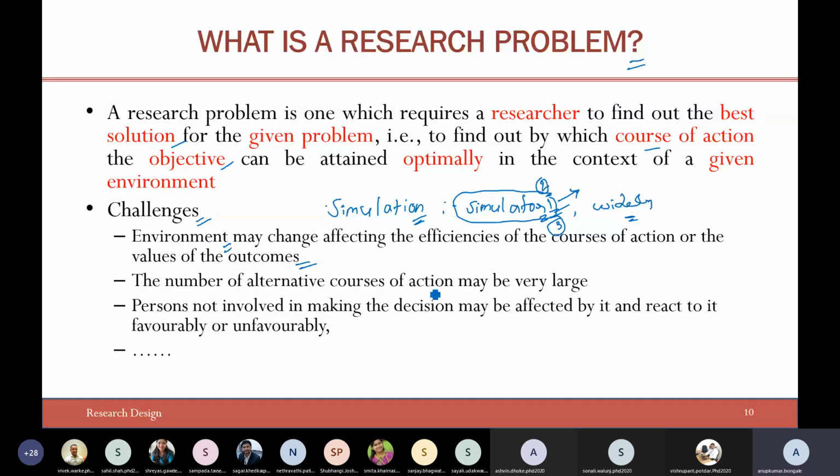And the second point is the number of alternative courses of action, which may be very large. I mentioned, okay, 2 or 3 alternatives. People will ask you why your methodology is working. Why didn't you try other methodologies? Why are other methodologies ineffective compared to yours? So you should have all these answers, which is quite difficult.